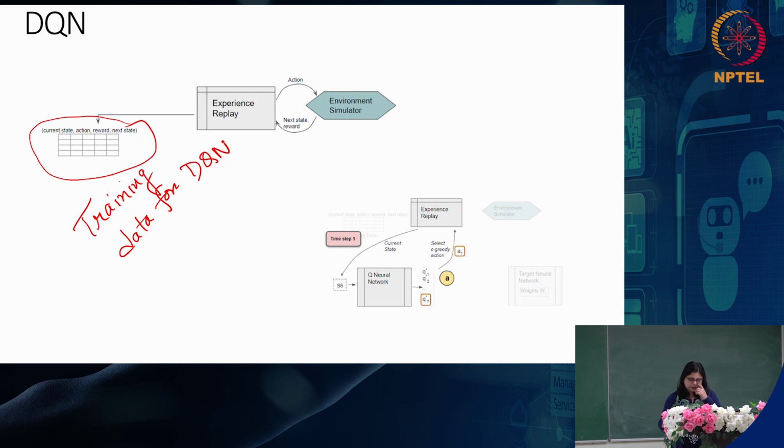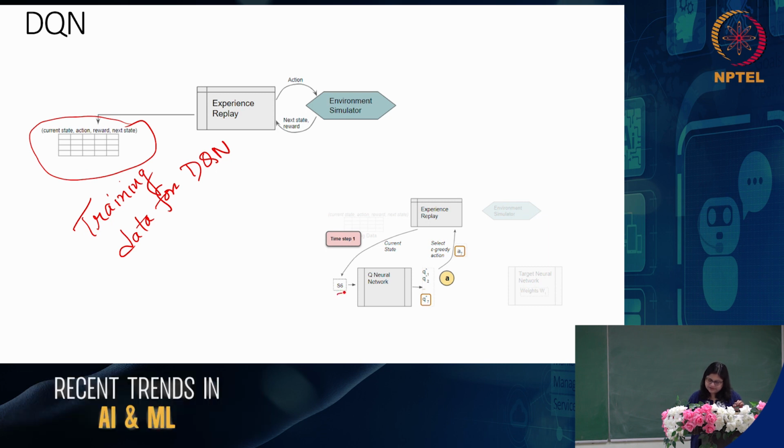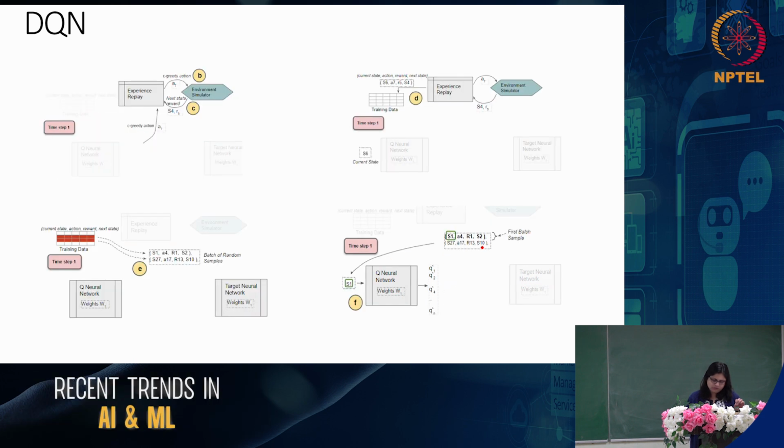For example, you see that experience replay memory is invoked at time step 1, and S6 is selected as the initial state. Now the current neural network is invoked. Based on the Q values, maybe Q7 is the highest. You have to apply argmax, so the corresponding action is A7. Select the epsilon greedy action. So A7 is used.